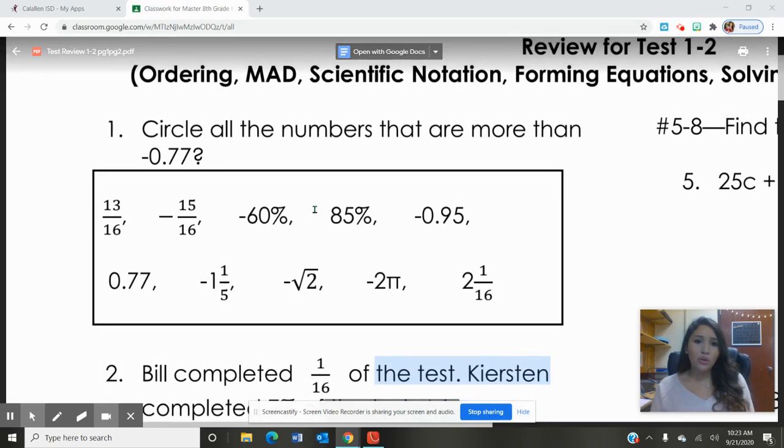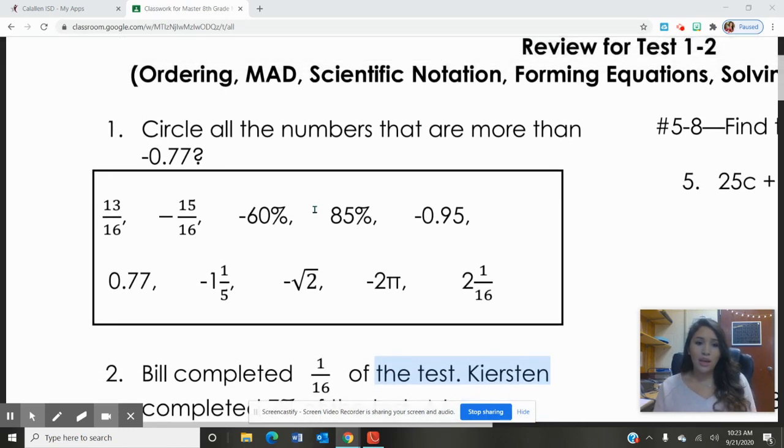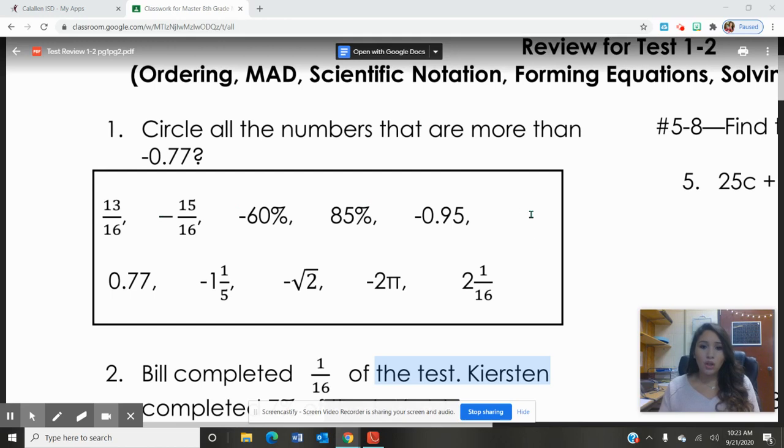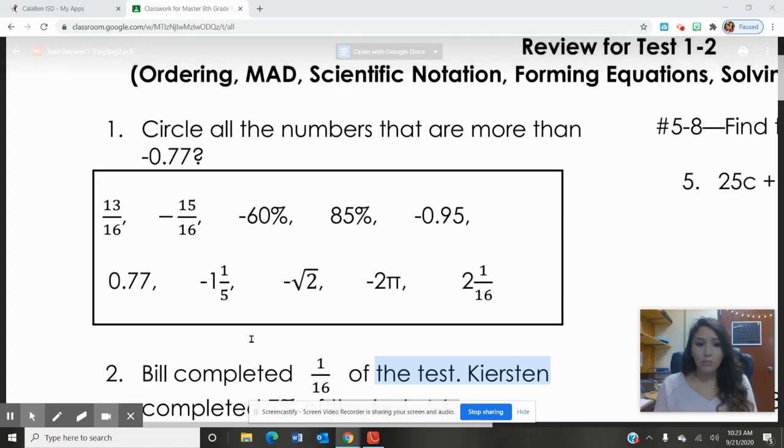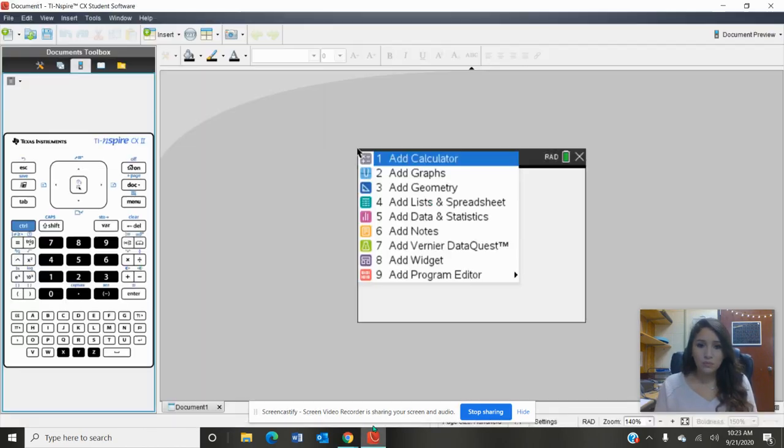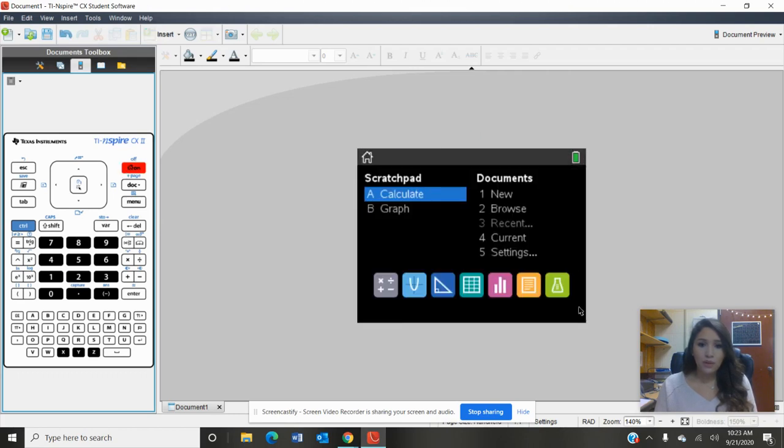It says circle all the numbers that are more than negative 0.77. So there's a couple ways you can do this. First, you can convert all of these to decimals, or we can have the calculator do the work for us by ordering. So I'm going to open up the calculator, go to my home screen, and push this button right here. This button is called Lists & Spreadsheets.